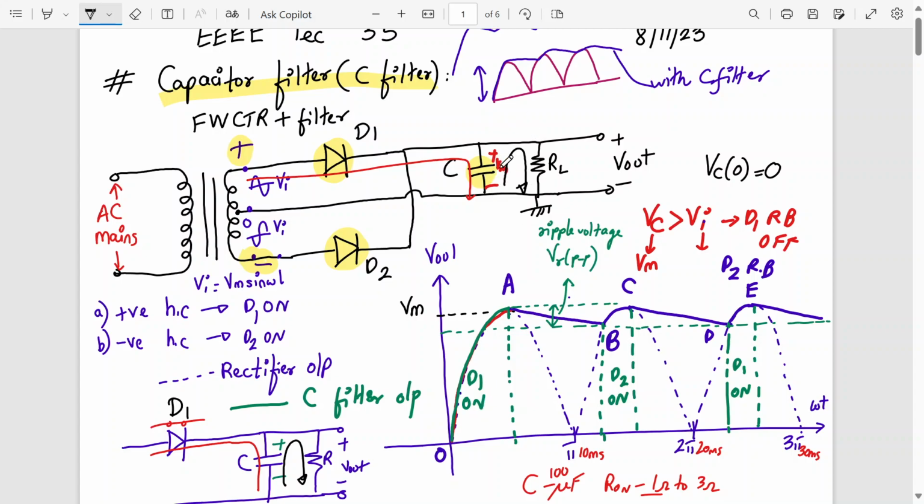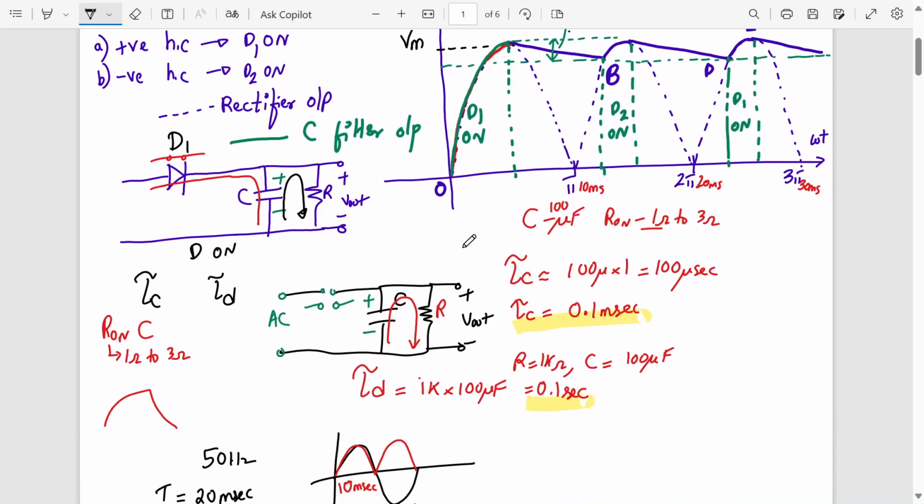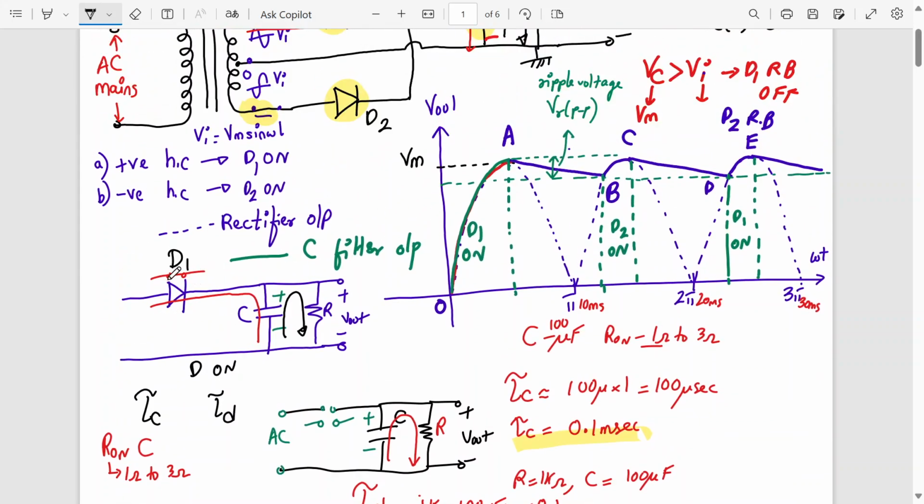Still the charge stored in the capacitor has not reached 0. So it will slowly discharge. Now why will it slowly discharge? Listen carefully. So what is the charging time? The charging time is given by R on of the diode, the on-state resistance of the diode, which is very, very small. Meaning when the diode is on, it offers some resistance, and that resistance is very small, 1 ohm to 3 ohm. And what is the capacitor value? Microfarad. So let's say your value over here is 100 microfarad.